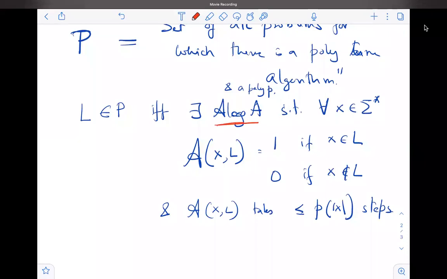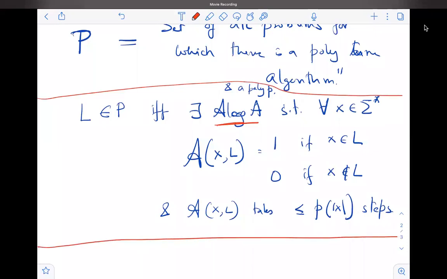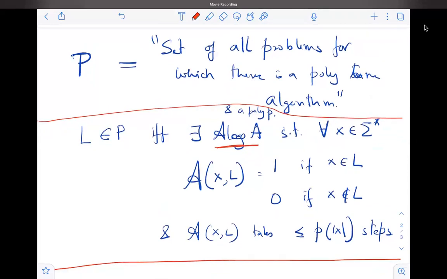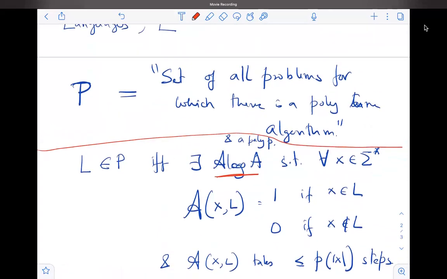Sir, just a clarification. When you say algorithm, that's just a deterministic Turing machine, right? Yes, a deterministic Turing machine. Okay, so this is the formal definition of what the class P is. The informal definition is the set of all problems that can be solved in polynomial time. This is sometimes called the set of all decision problems for which there is a polynomial time algorithm. This is called P.